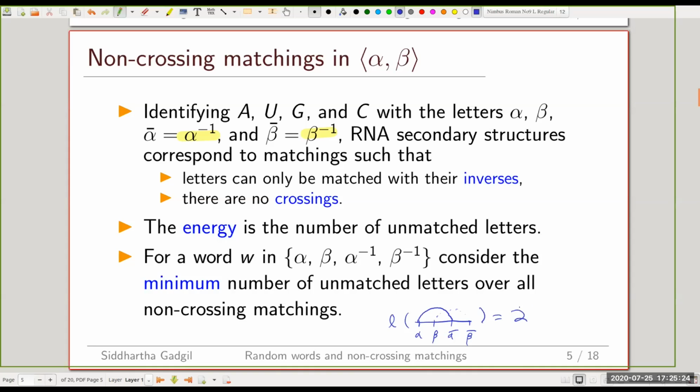The minimum number of unmatched letters in a non-crossing matching is 2. Of course, if there are more alphas than alpha bars, for an elementary reason, some alphas have to be unmatched. But this is an interesting example because it's the non-crossing condition that forces things to be unmatched. And this is a little bit of a subtle notion: the non-crossing condition is a subtle topological condition.